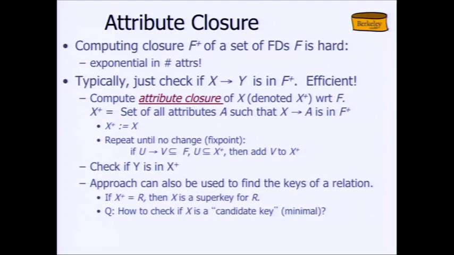Okay. This approach can also be used to find the keys. All right? I didn't say it could be done efficiently, but it can be done to find the keys. So suppose X+ contains R, the set of all attributes in relation R. Then X is a superkey, right? So you can always answer the question, is a particular set of attributes a superkey? Next question, is it minimal? Is it actually a candidate key? How do you do that? So I give you a set of attributes like social security number, last name, first name, parking lot. And we say, hey, guess what? That's a key. How do we know if it's minimal?